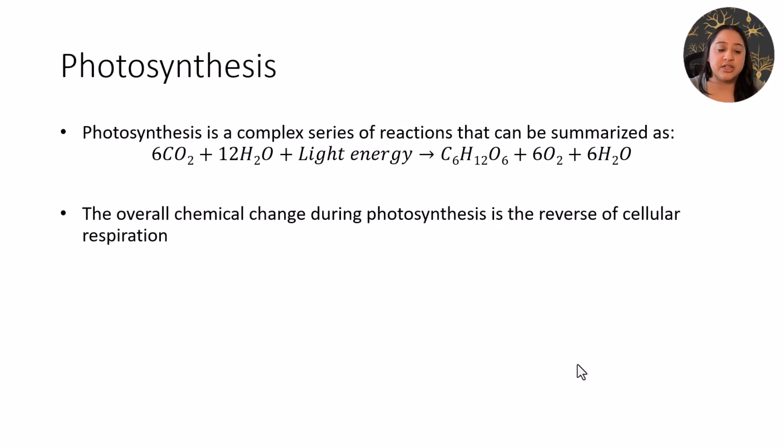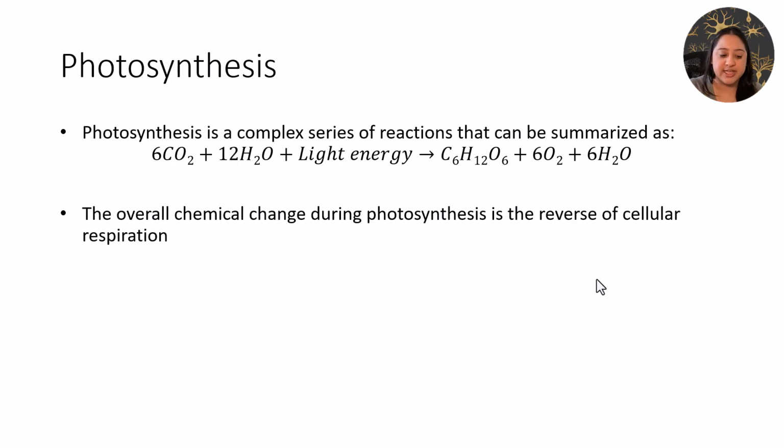And so if we look at the whole big picture chemical reaction of photosynthesis, similar to cellular respiration, it's a series of steps. It's not just one reaction, but this is how we can summarize it. So 6 molecules of carbon dioxide plus 12 molecules of water and the light energy from the sun help rearrange everything into glucose, oxygen, and water. So this is overall the chemical change that happens during photosynthesis.